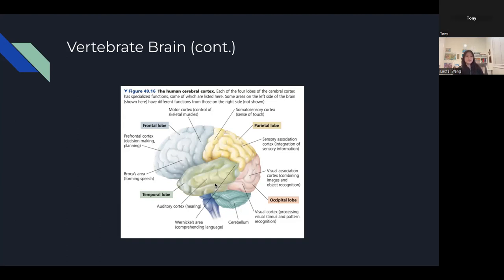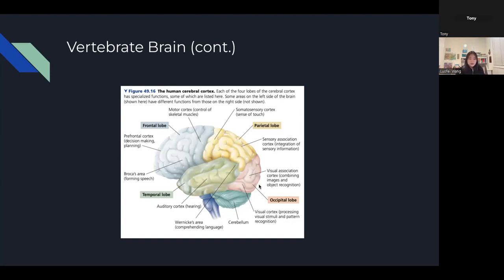comprehending language. And then the parietal lobe is right behind the frontal lobe, towards the back and top. It's mostly responsible for integrating sensory information, and it contains the somatosensory cortex, which will route your sense of touch and everything. And also in the back of the cerebrum is the occipital lobe, which contains the visual cortex to integrate visual information.